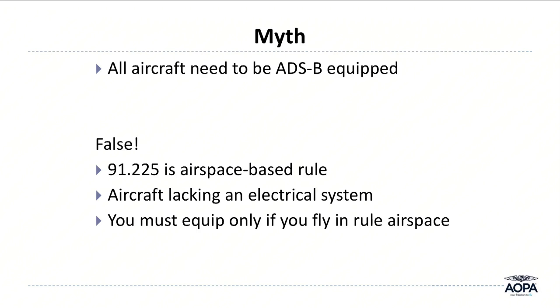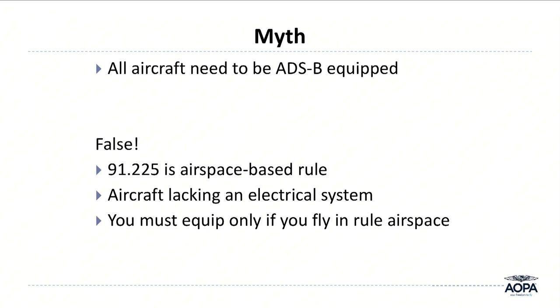Before we get into the 978-1090 discussion, I did want to go back to slide 7 just for a moment. We talked about the airspace delineation as far as if and when you may be required to have ADS-B, specifically with respect to rule airspace. But slide 7 also has some other information. I wanted to bring up the electrical system issue as well.